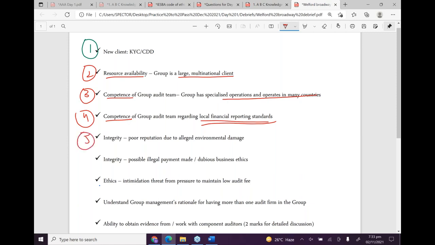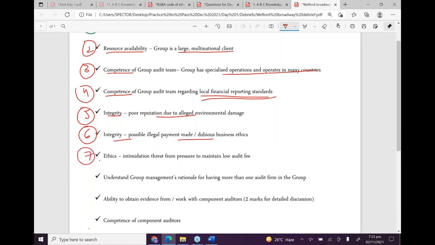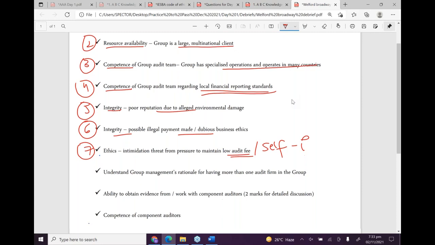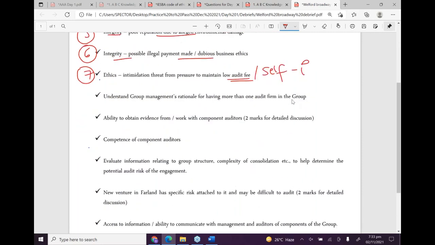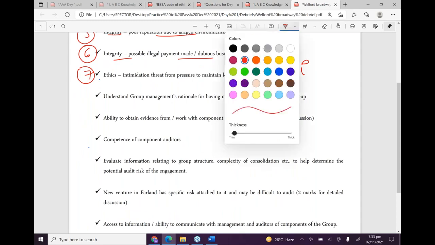Scenario linked was integrity indicator because of the poor reputation. Another integrity indicator is the illegal payments. You could talk about the threat in terms of either self-interest or intimidation, which is the audit fee, easiest mark that you could get. Some important scenario linked marks you could talk about, even if you didn't think of them, just for future reference.